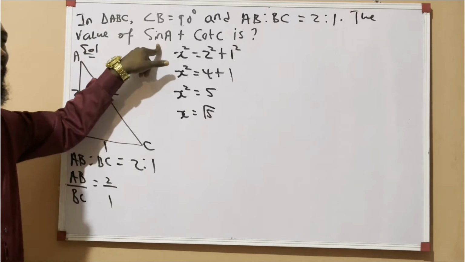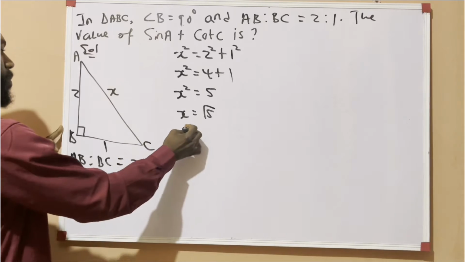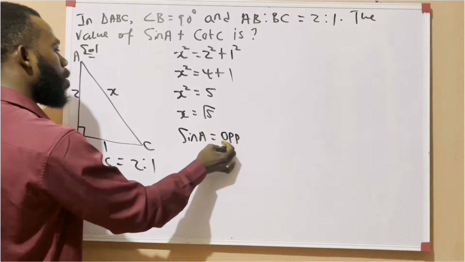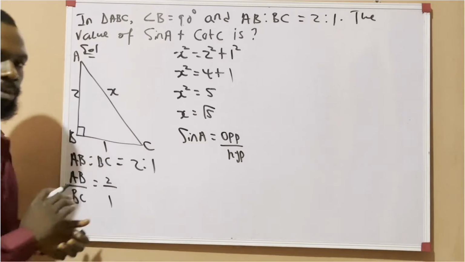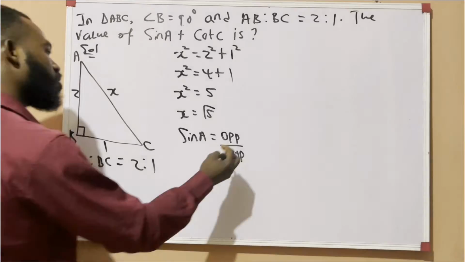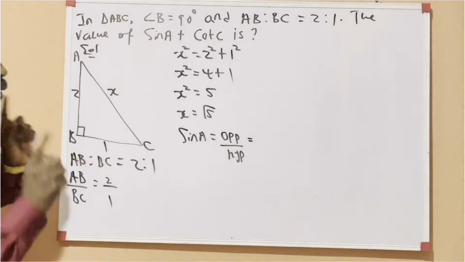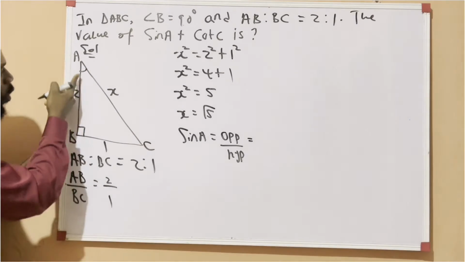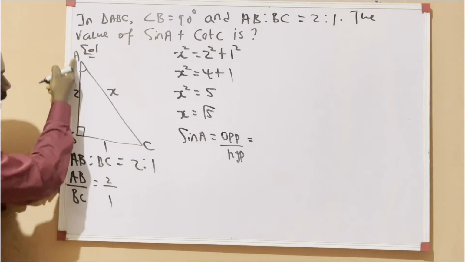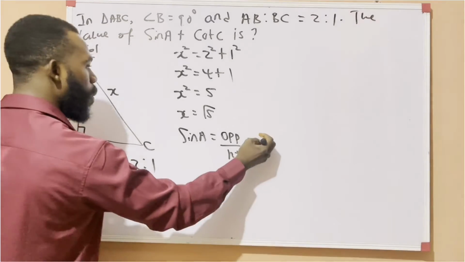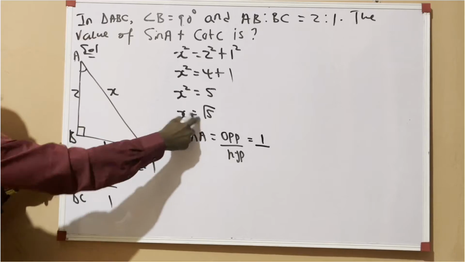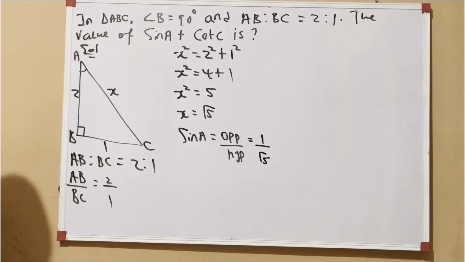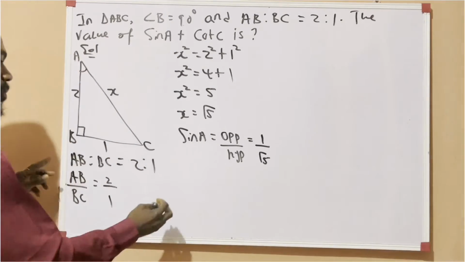We were told to find sine A. Now, sine A, according to SOHCAHTOA, sine is opposite over hypotenuse. Don't forget that. So it means in this question, remember we are using sine A, so we are using this angle here. So this angle A, the opposite here is 1, the side facing it. So I have 1 over our hypotenuse, which is root 5, which is X. 1 over root 5. That's for sine A. Now let us go for cot C.